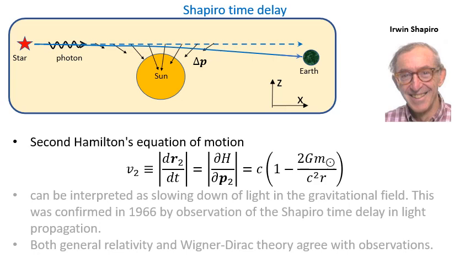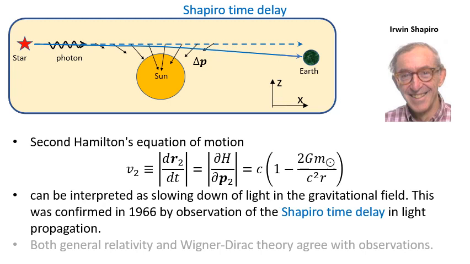We can also apply the second Hamiltonian equation of motion, which expresses velocity as momentum derivative of the Hamiltonian. The factor in parentheses is slightly lower than unity. Therefore, this result can be interpreted as a slowdown of light near gravitating bodies. The speed of light becomes lower than c. This effect was named Shapiro time delay and confirmed by observations in 1966. Therefore, we conclude that both general relativity and Wigner-Dirac theory can be used to describe the light propagation near the Sun or other massive bodies.